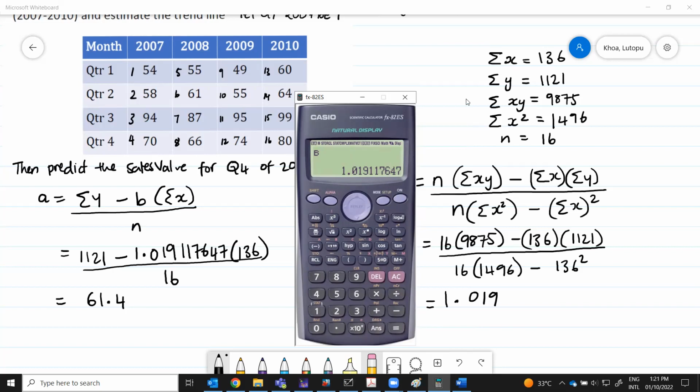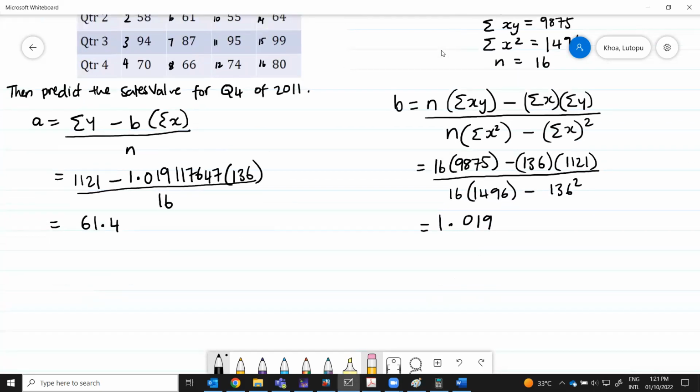So now I write my trend line. So don't make the mistake I did. Y is equal to A plus BX. So Y is equal to A. This is 61.4, and my B is 1.019x. And then the second part of the question says predict the sales value for the fourth quarter of 2011.